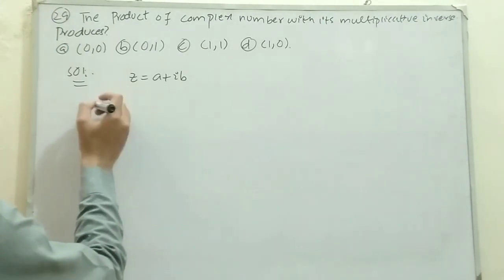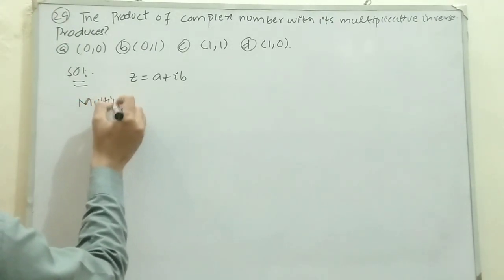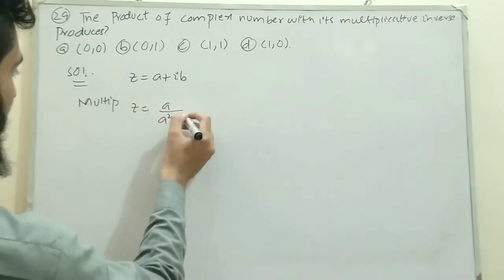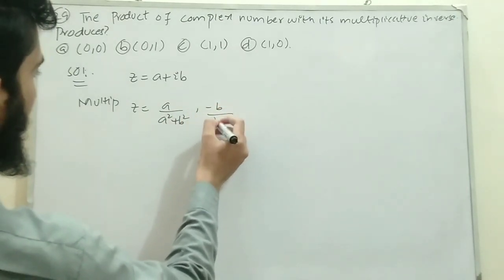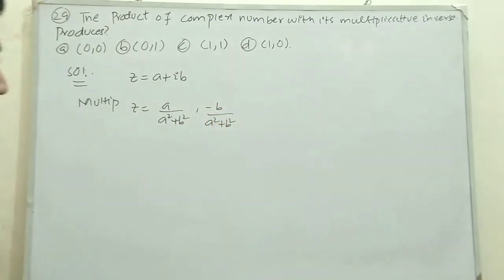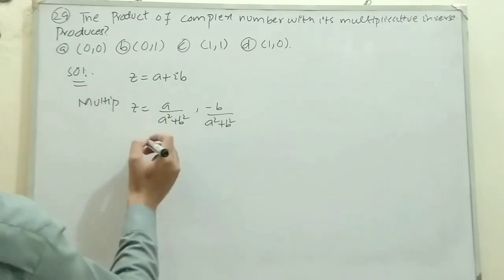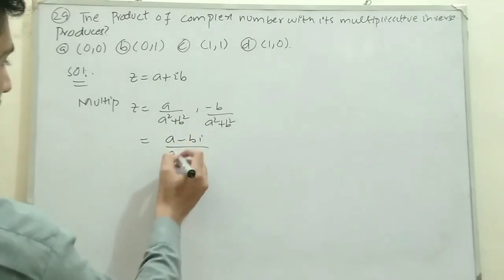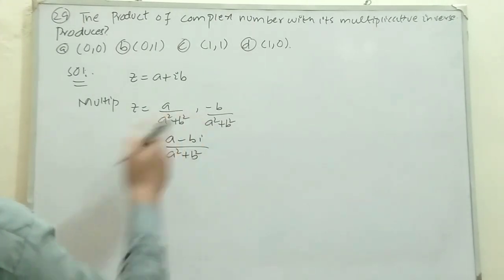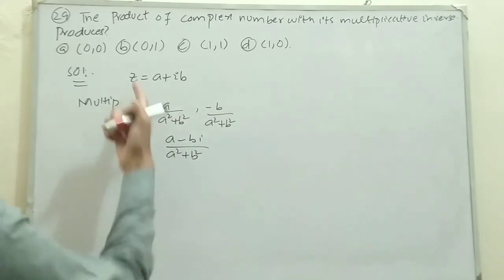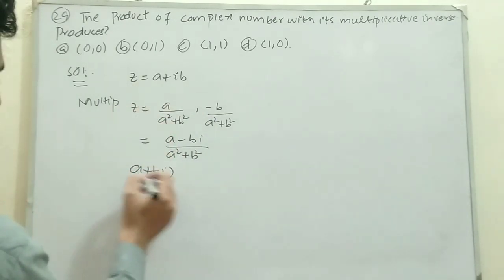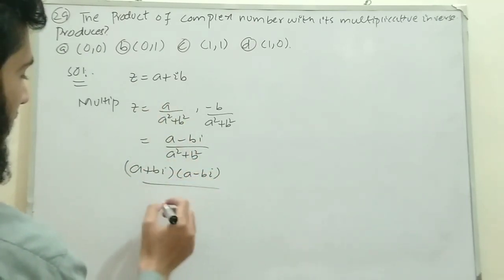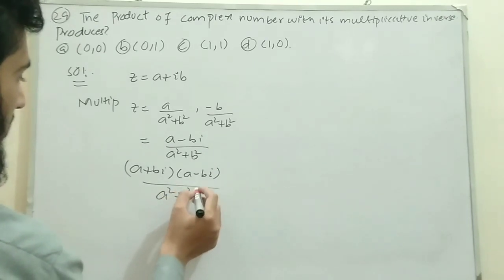How can we find the multiplicative inverse of z? Let's suppose this will be equal to a divided by a square plus b square minus b divided by a square plus b square. This is the formula. After this it will become a minus b iota divided by a square plus b square if we add this multiplicative inverse. Now the product of this complex number a plus b iota with this number a minus b iota divided by a square plus b square.